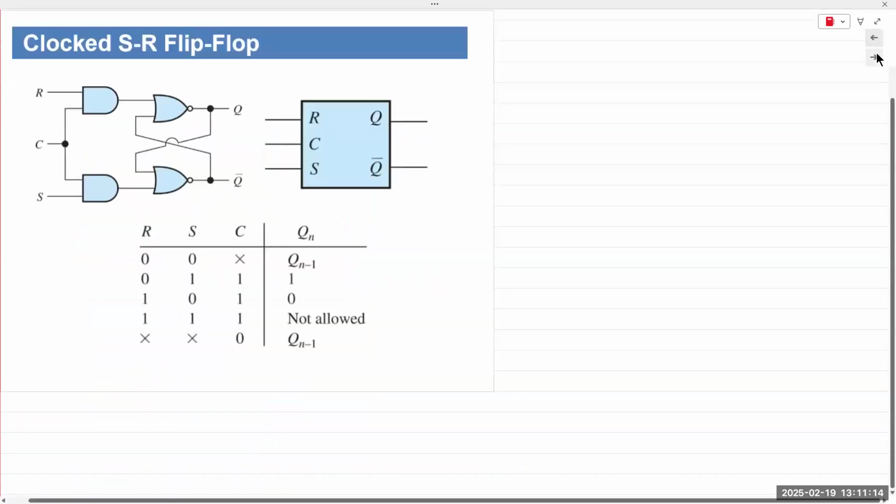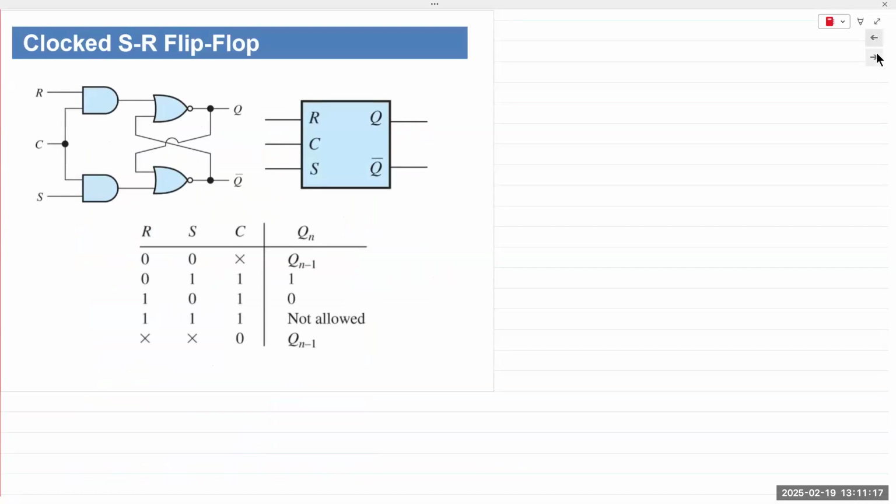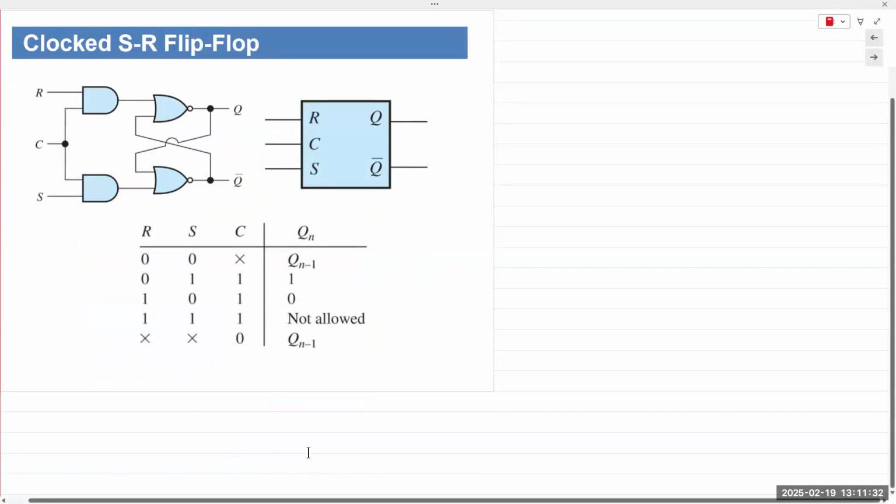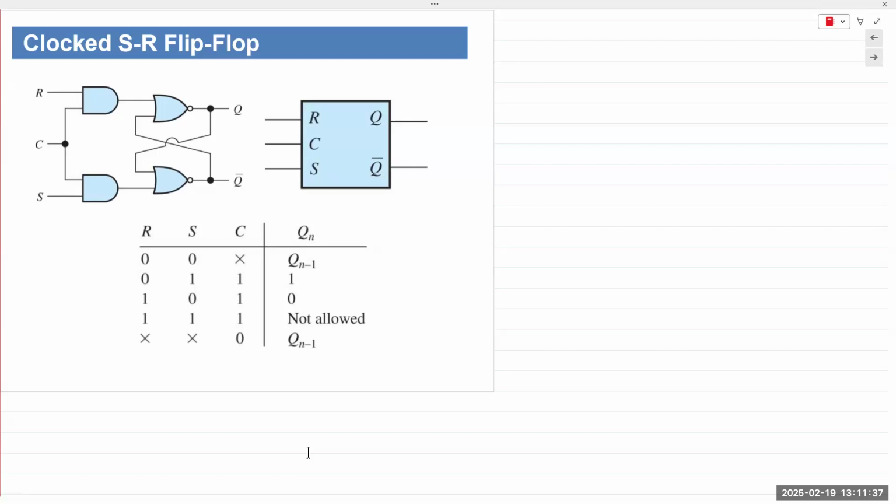Let's introduce a few more new terms. The first one we're going to look at is the clock signal. We briefly spoke about the clock signal, so let's see how it's implemented. If you have an SR flip-flop, and any kind of flip-flop for that matter, and you wish to apply a clock signal, we use the AND gate to implement the clock signal. That is shown right here.